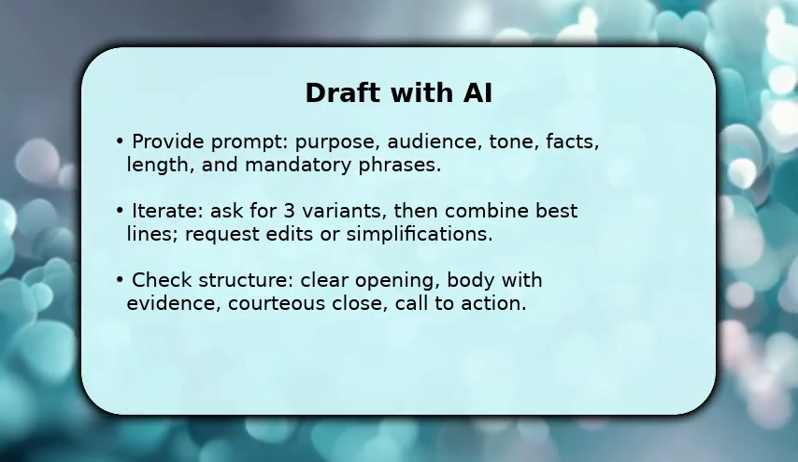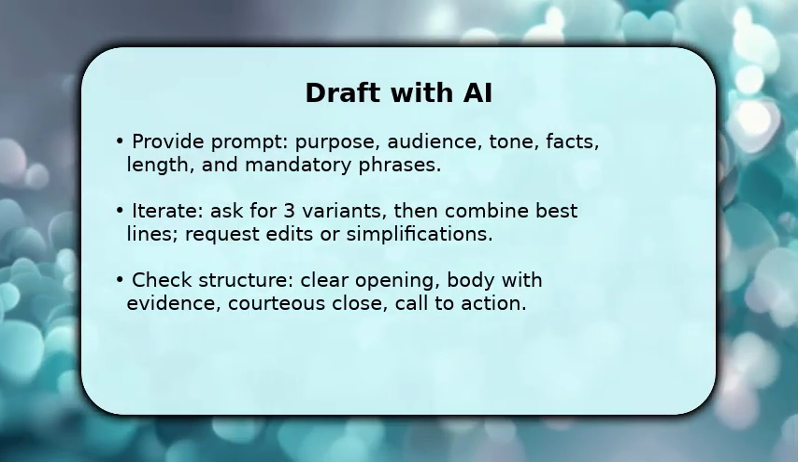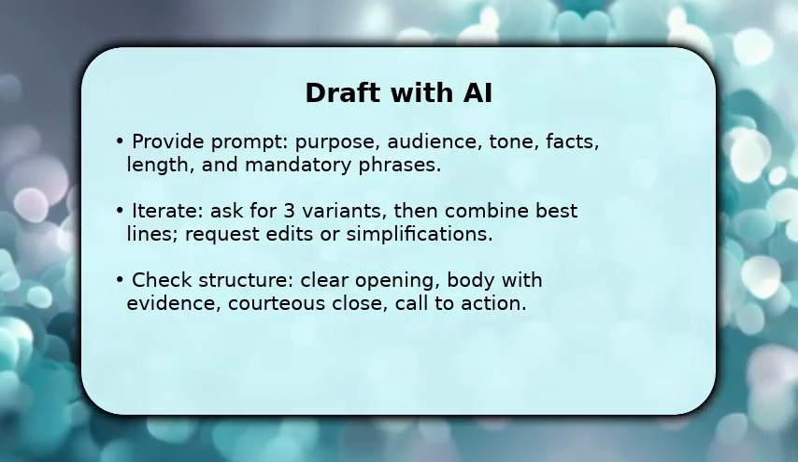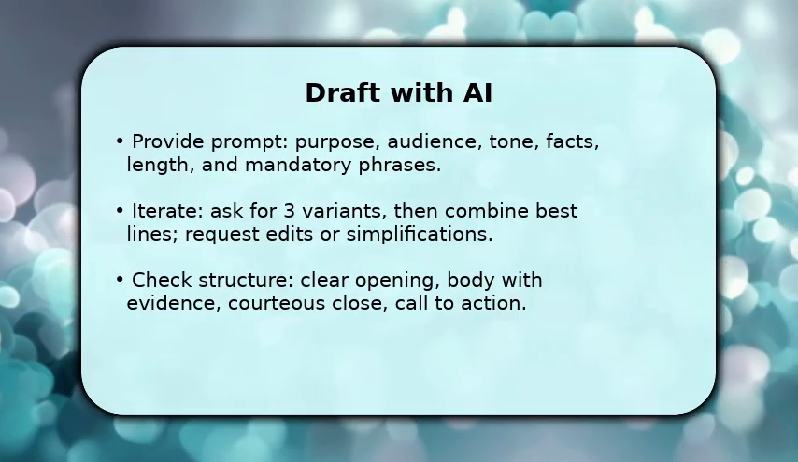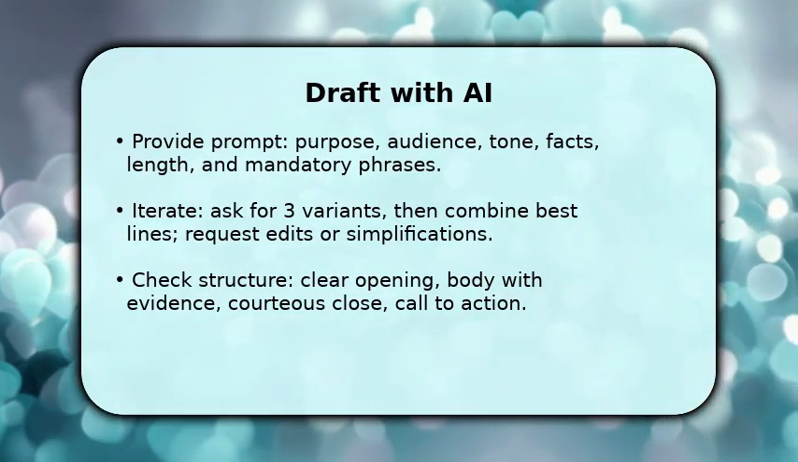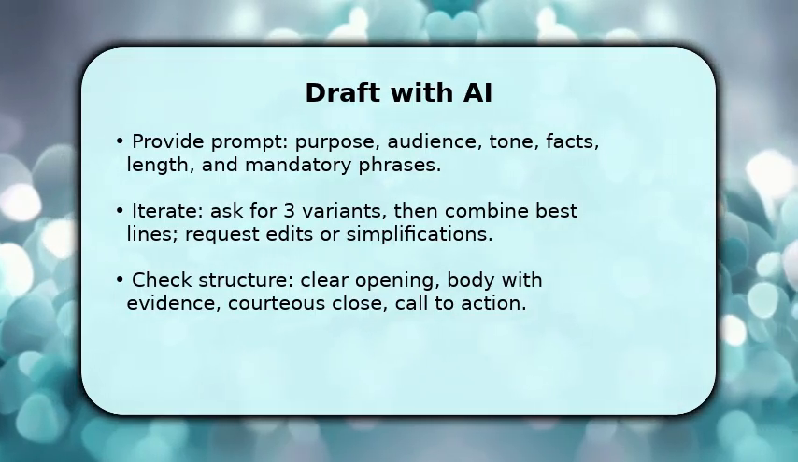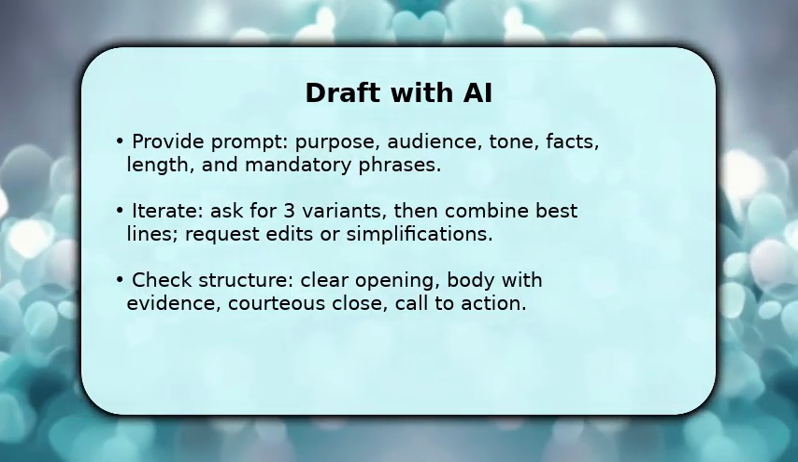Once you have a draft, ask the AI to tighten or simplify specific paragraphs or to convert passive into active voice. Make sure the letter follows a logical structure: opening, evidence-based body, and a polite closing with a clear call to action. Repeat edits until the voice matches your intent.